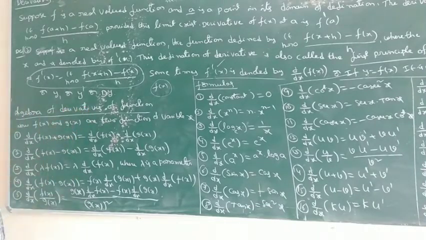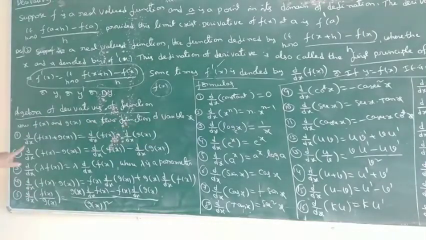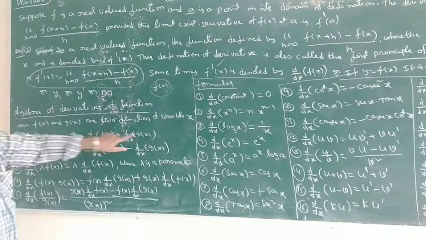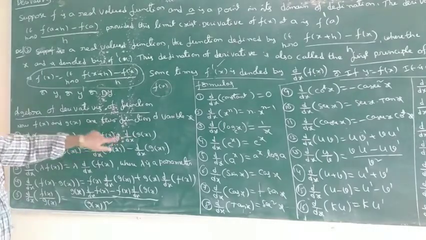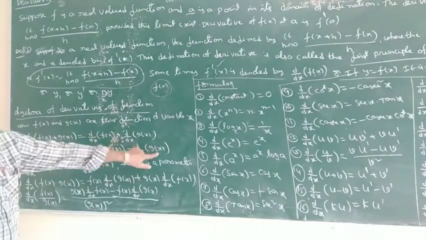Algebra of functions. f of x and g of x are two functions. d by dx means the derivative of the function with respect to x. For two functions separated by a plus, it is the derivative of the first function plus the derivative of the second function. For minus, it is the derivative of the first function minus the derivative of the second function.